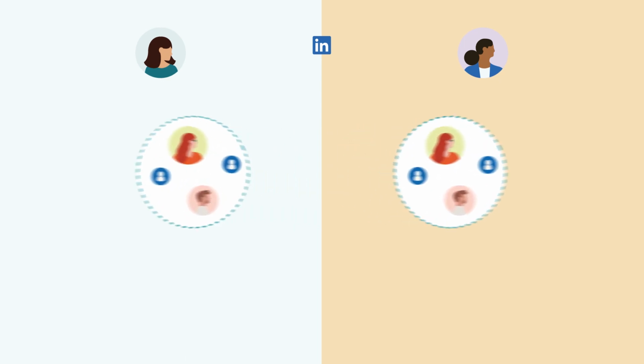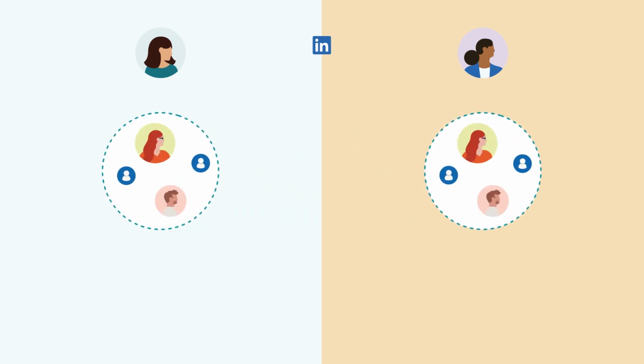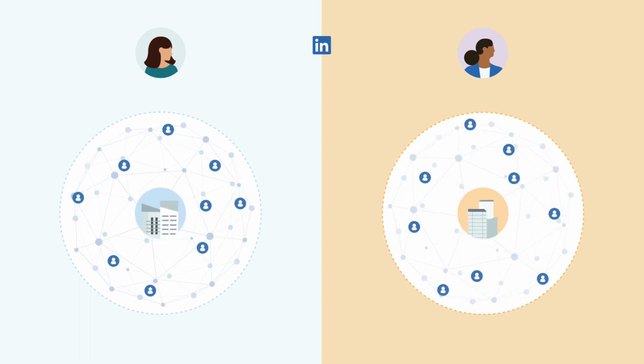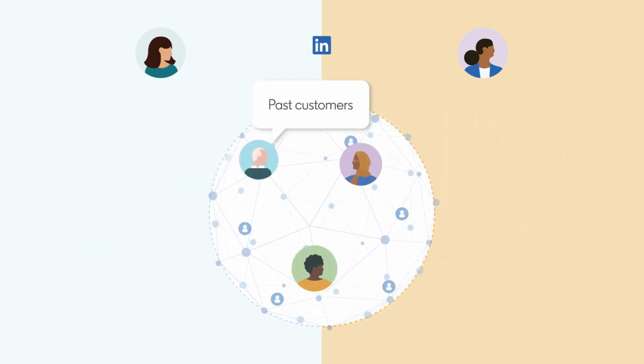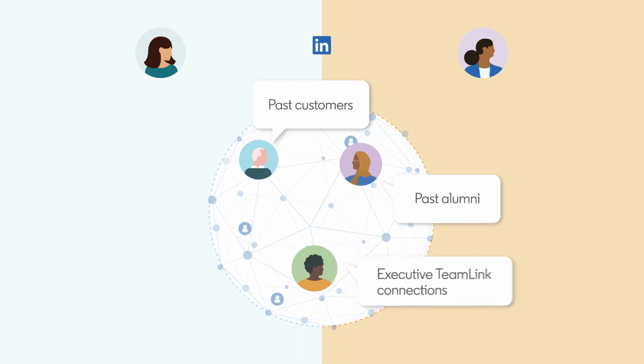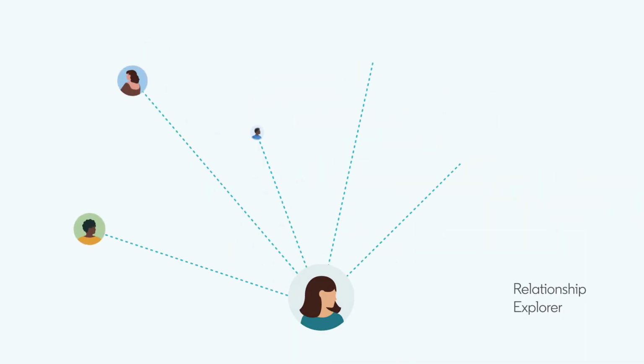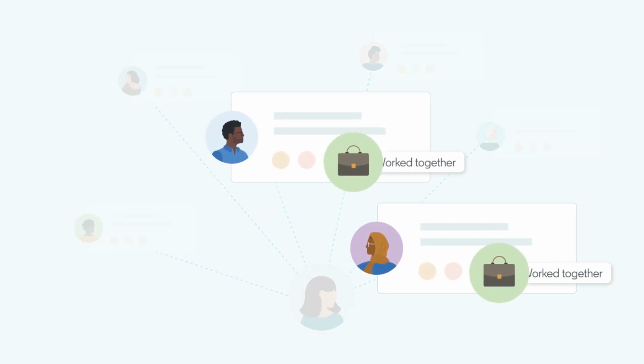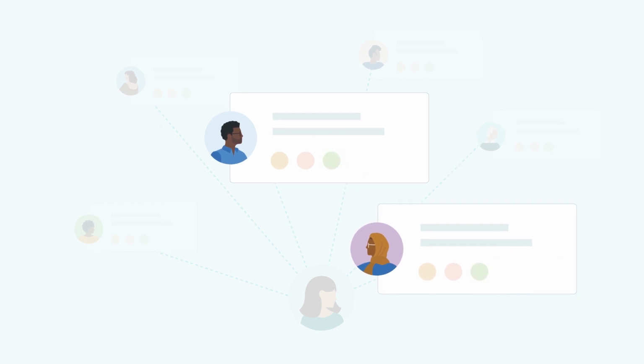Paths into the buyer become deeper and clearer as this intelligence shows the overlap between a seller's entire company network and the buyer's through insights such as past customers, past alumni, and executive team link connections. And with Relationship Explorer, sellers are given a multi-lane highway with up to 8 of the top prospects, showing how they're connected and the best way forward.